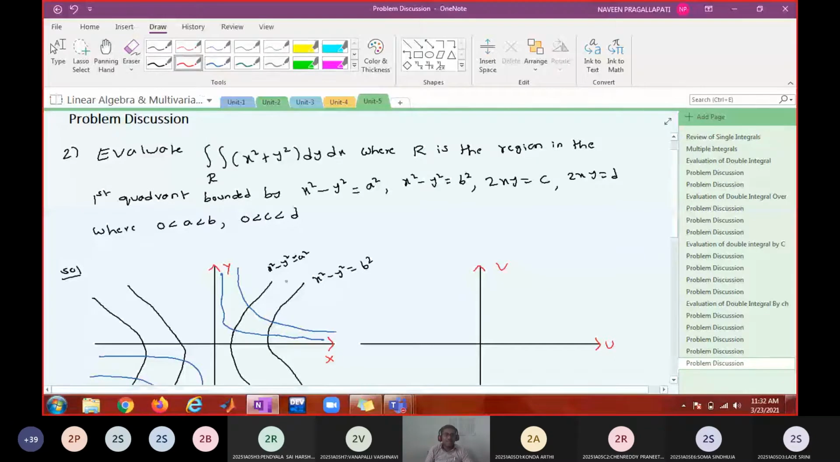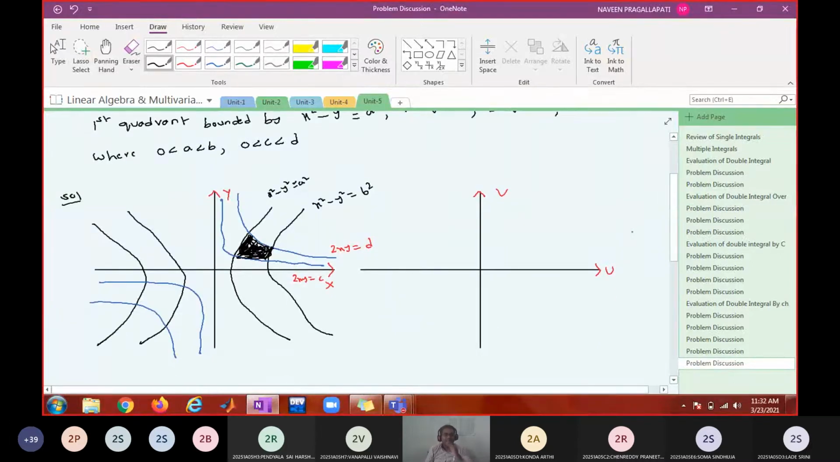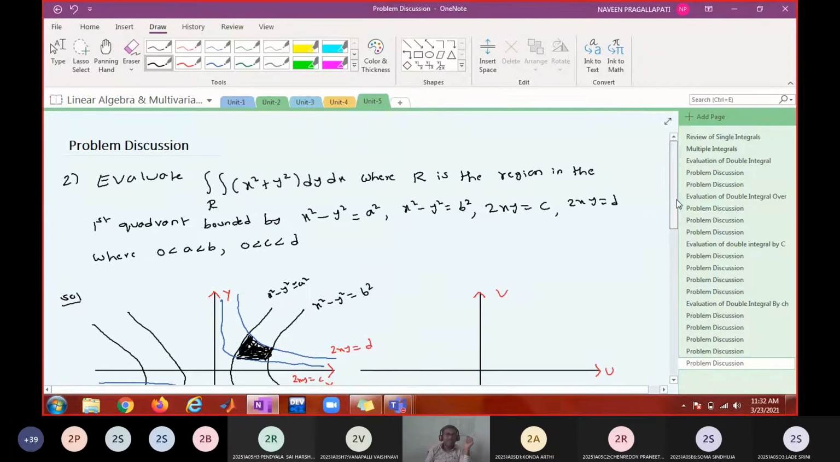Okay. So what are the 4 curves? This is 2xy equal to c, and this is 2xy equal to d. So what is the region that I need to shade? This part. Can you see that? It is bounded by all the 4 curves. Agreed? Yes. And clearly it is a non-rectangular region. Whether you take dy dx or dx dy, you may have to partition the region into several parts, and it may take a while to do the problem.